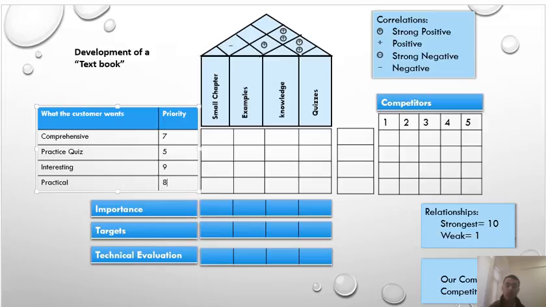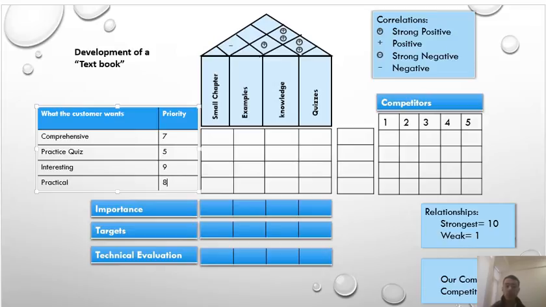So I have come up with these 4 points. These are small chapters to make it more interesting, and examples so that I could make my book more comprehensive or more practical, and the third thing is the knowledge, which is the amount of information provided in the book, which covers comprehensiveness, interest, and practicality, and the fourth thing is quizzes. So basically this covers the practice quizzes part and the practicality part.